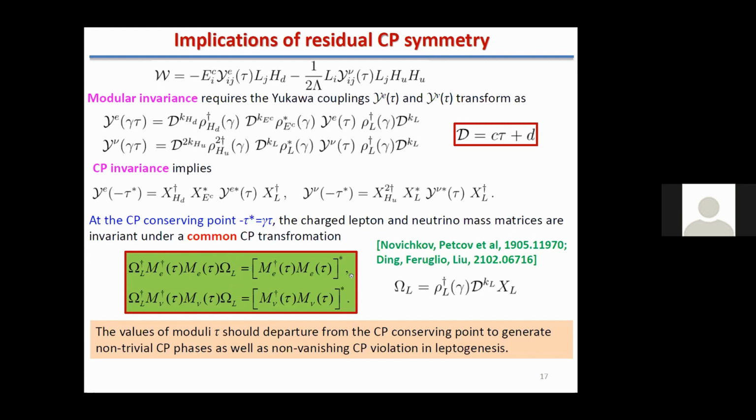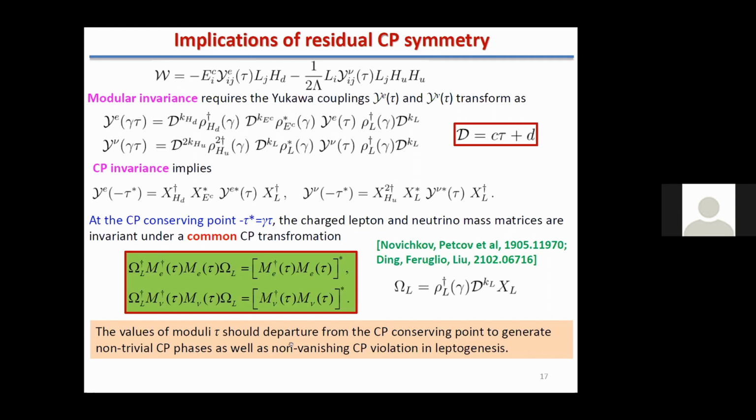The implication is that the CP violation phases in the lepton mixing matrix would be trivial, and this has been given in the original papers on general CP. So if you want to explain the data, the modular tau has to depart from the CP conserved point, and the departure is very small. A small departure is enough to generate large CP violation. It has been proved in many models.